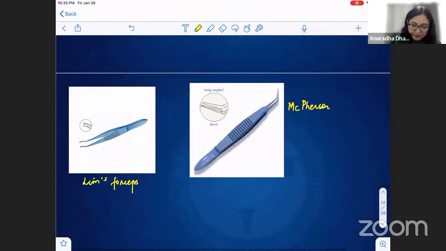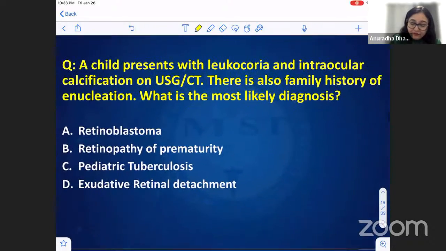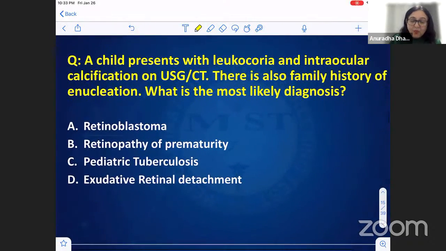Moving on to the next question here. A child presents with leukocoria and intraocular calcification on ultrasound or CT scan. There is also family history of enucleation. What is the most likely diagnosis? I think all of you must have been very happy to see this question.